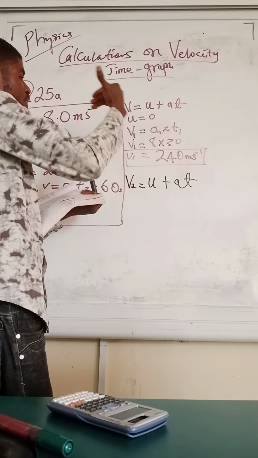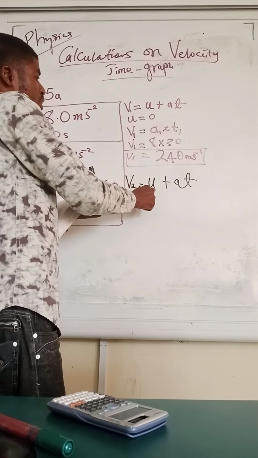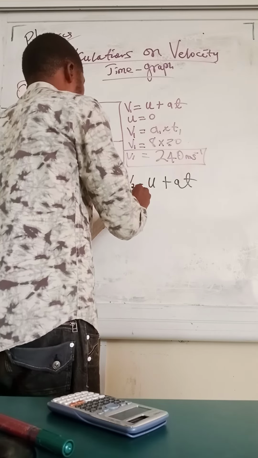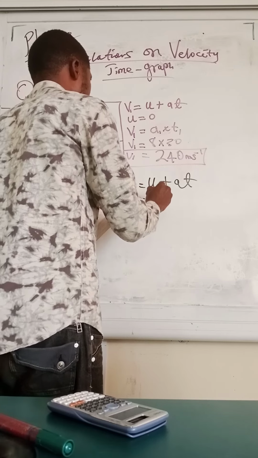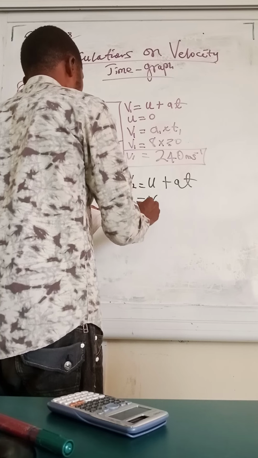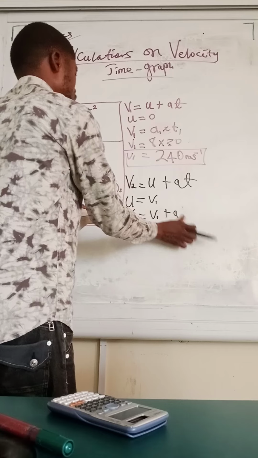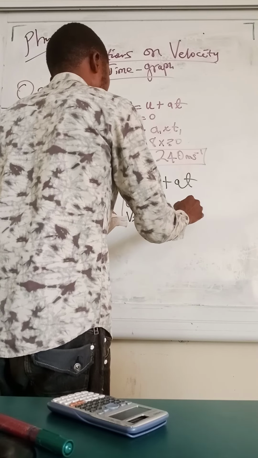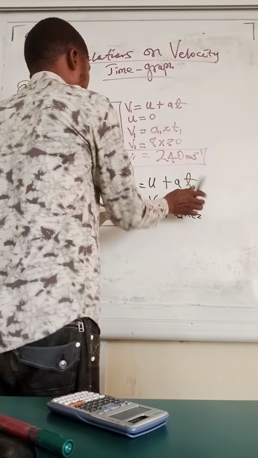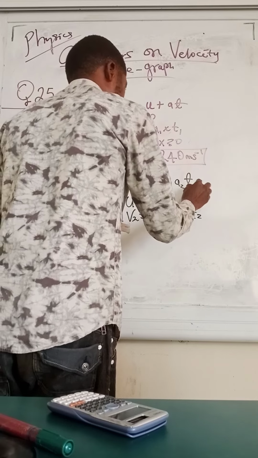Now, in the second part of the motion, our initial velocity is now our final velocity. That is, our U here is equal to V1. So in this case, V2 is equal to V1 plus A2 times T2.